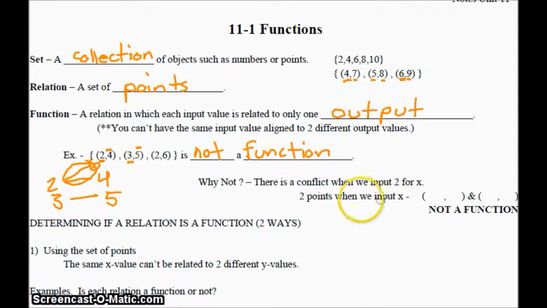Why not? There's a conflict when we input 2 for x. Say that our function had an input of 2, we would therefore get 2 outputs of 2, 4 and 2, 6, which cannot be the case, therefore it's not a function. So for determining if a relationship is a function, there's going to be actually 2 things that we're looking at. One is that we're looking at a set of points, just like we did up here. Also we're going to be looking at a graph. First I want to talk about and practice this using sets of points. The same x value can't be related to 2 different y values. Just like up here, 2 corresponded to 4, but it also corresponded to 6. Therefore, it's not a function.